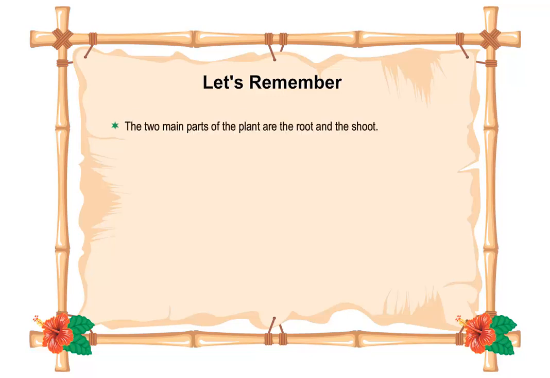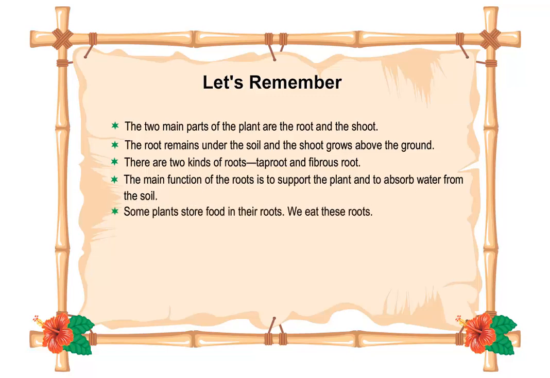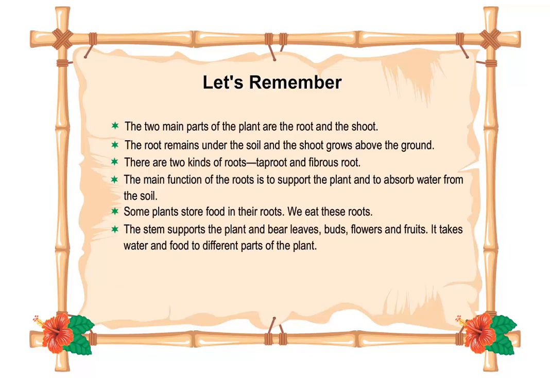Let's remember. The two main parts of the plant are the root and the shoot. The root remains under the soil and the shoot grows above the ground. There are two kinds of roots, taproot and fibrous root. The main functions of the roots are to support the plant and to absorb water from the soil. Some plants store food in their roots. We eat these roots. The stem supports the plant and bears leaves, buds, flowers and fruits. It takes water and food to different parts of the plant.